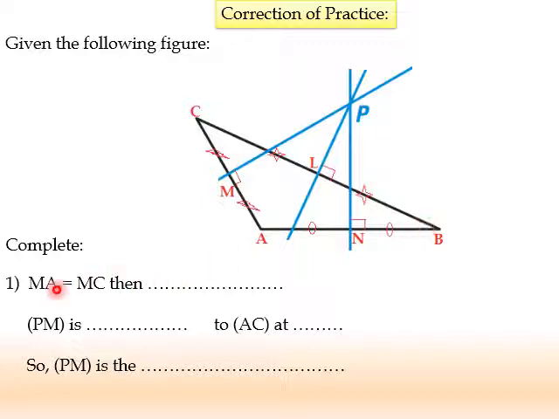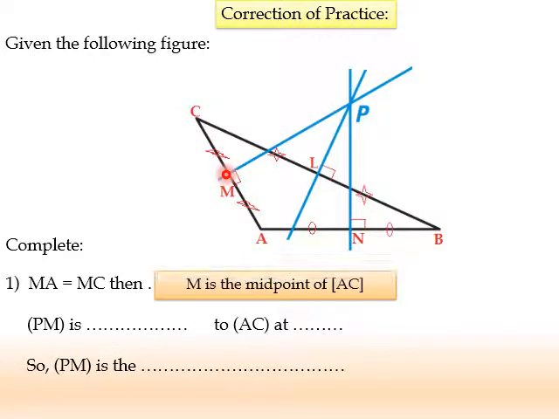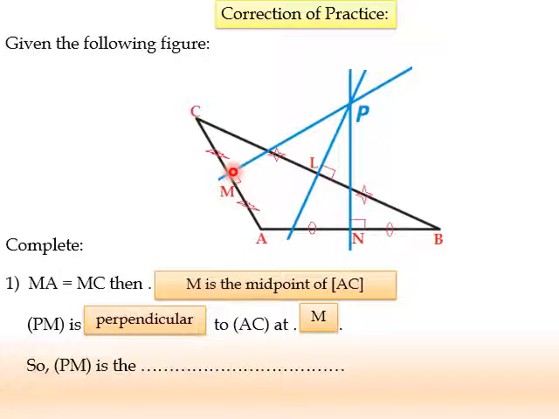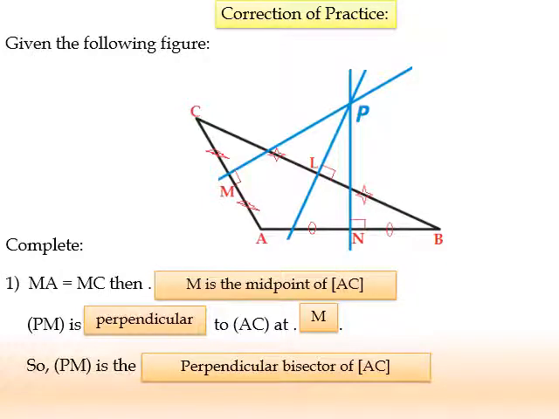Okay. MA equal to MC. As we said, MA equal MC. Then, what do we call M? It's the midpoint of the segment AC. What about PM? It's perpendicular to AC at this point, which is M. So PM is perpendicular to AC at its midpoint M. And that's why I say that PM is the perpendicular bisector of AC.